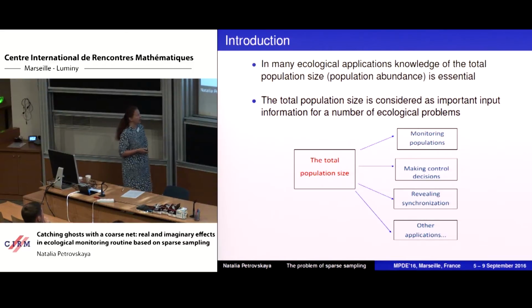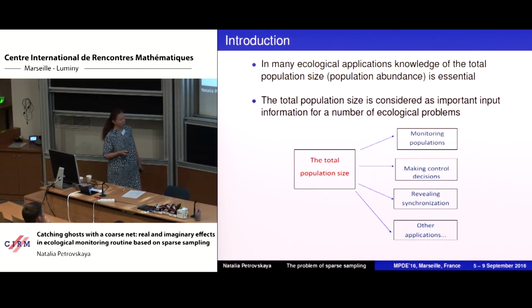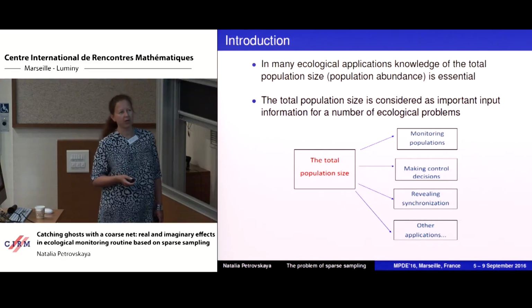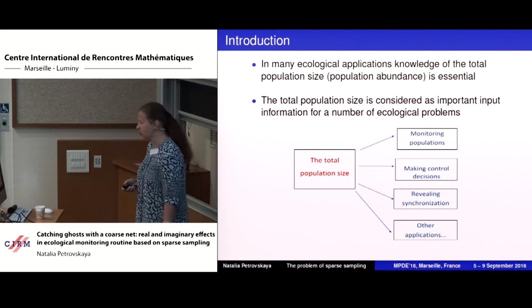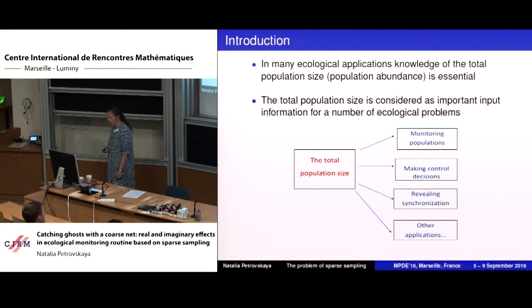So we can ask for this information in the problem of monitoring. We can ask for this information when we have to make some control decisions. For instance, when we deal with insect pests, whether or not to apply pesticides based on the total population size of the pest population. We need this information in the problem of synchronization, the problem I'm going to discuss a little bit later on in my talk, and we may think about many other applications.